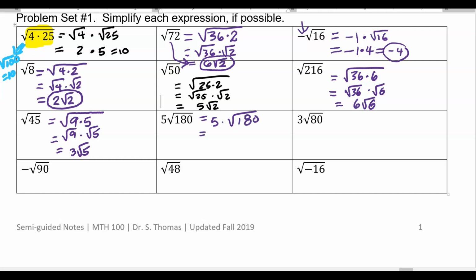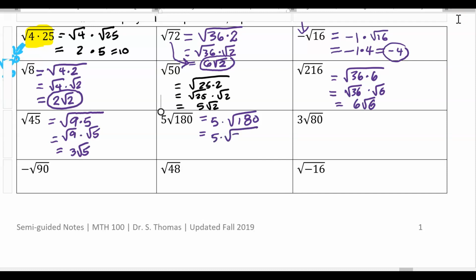Now, what perfect square factor divides into 180? All right, so 36 times 5, and then we have a square root of 36. So I'm going to start splitting it up. You can split it up, but I know that the square root of 36 is 6. So I can bring that down, and it leaves me with a square root of 5. So the final answer is 30, because 5 times 6 is 30 times the square root of 5. 30, or 30 radical 5 for short.